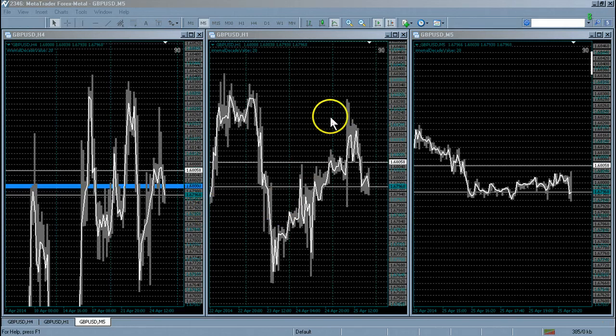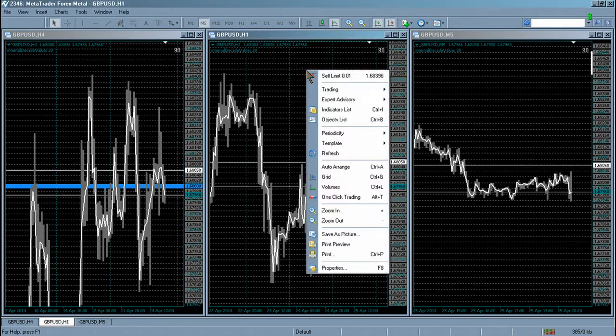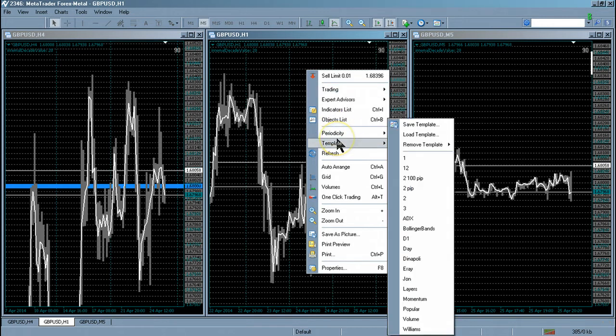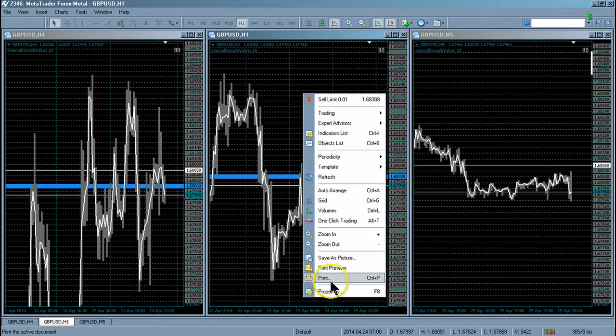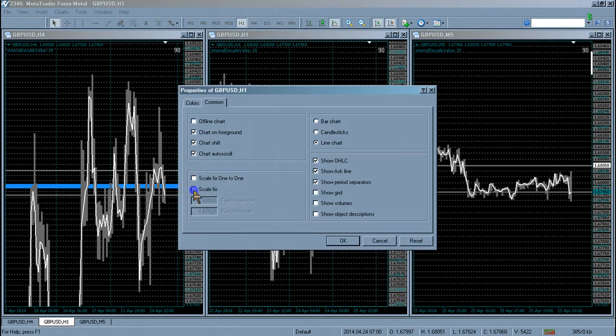Well, I want to examine this market here. I wrote a template that puts in a 100 pip handle at the big round, and then it puts in the 2 pip handles. So if you're a scalper, I call it the 2 100, and I fixed the scale in here so I could drag the chart around.